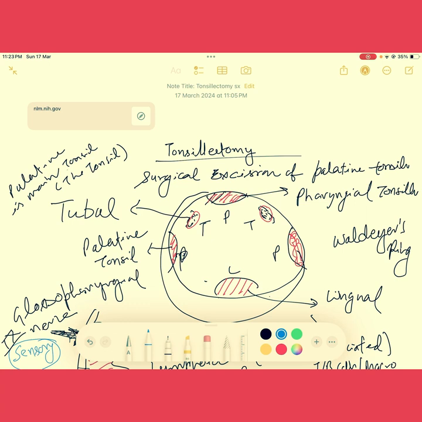Palatine tonsils. When we say the tonsil, we are mainly talking about the palatine tonsil.